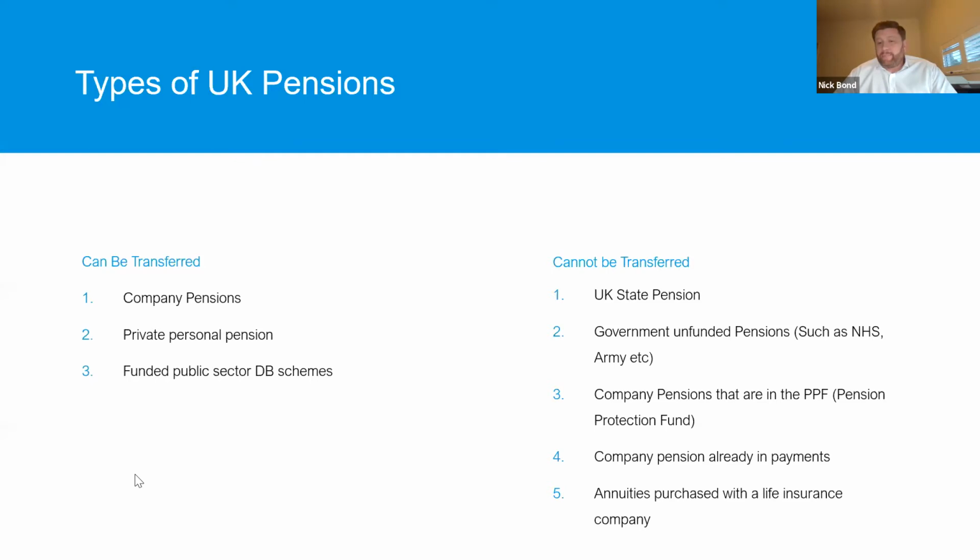And also any company pensions that are already in payment. If you've already taken your final salary scheme, you might have got some tax-free cash at the start, or pension commencement lump sum, and now you receive an annual pension, that cannot be transferred. You can't commute the pension for a lump sum, unfortunately. And likewise, any annuities that have been purchased with an insurance company that are already in payment, they cannot be transferred either.